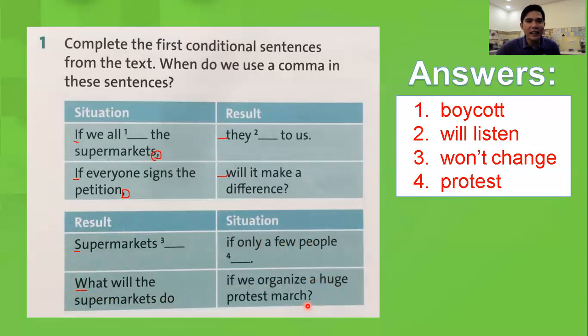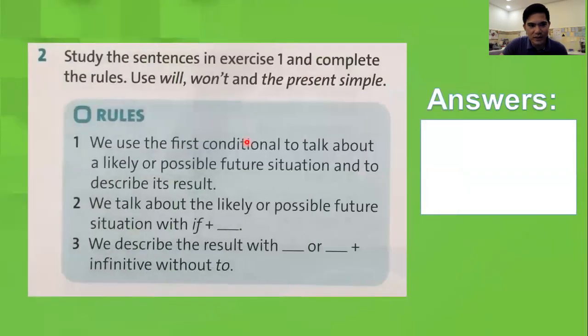Okay, therefore, in writing first conditional, if we use the situation first, we put the comma. But if we use the result first, no comma. If we use the situation first, we use the present simple. And if we write the result, we use will for affirmative and won't for the negative. Right? Let's go to our rules. In writing first conditional, we use the first conditional to talk about a likely or possible future situation and to describe its result, meaning a true situation with a true result.